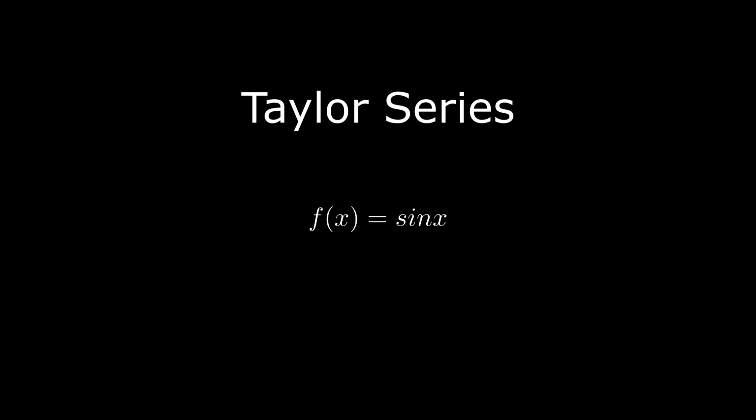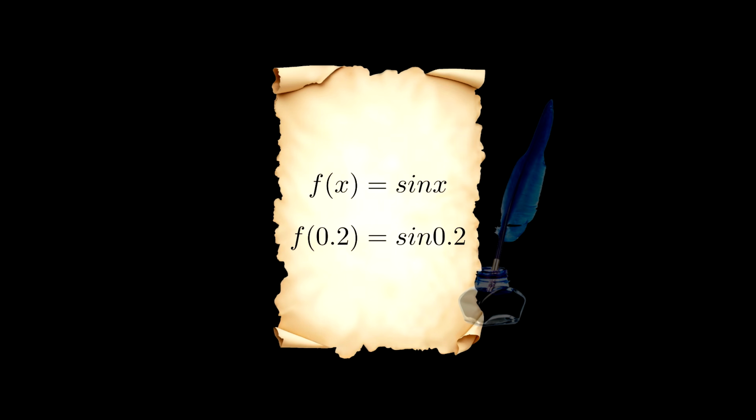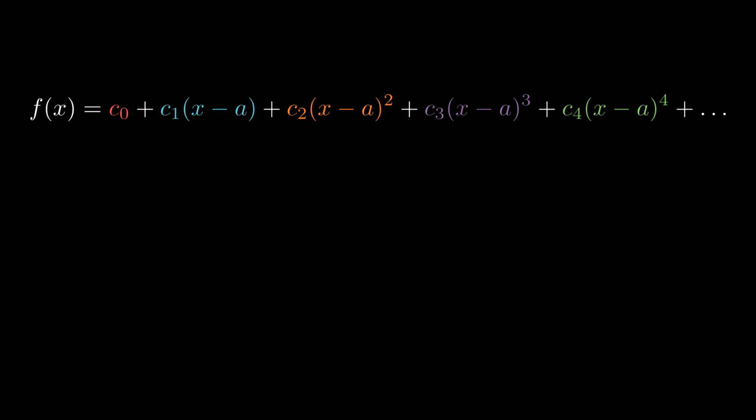Say you have a function, and you want to calculate the value for when x is 0.2. If you were given a pen and paper, how would you actually calculate this value? Let's assume that you could express a function as the following infinite series, where the function is centered at x equals a. Then all we need to do is find the values of these constants.